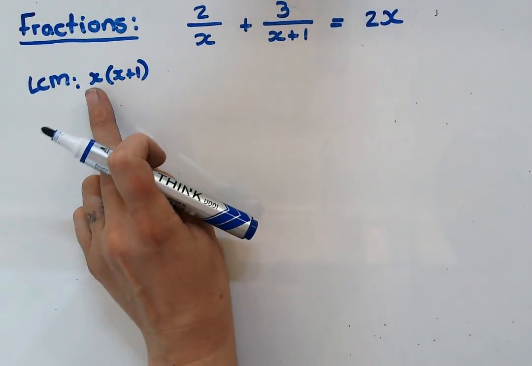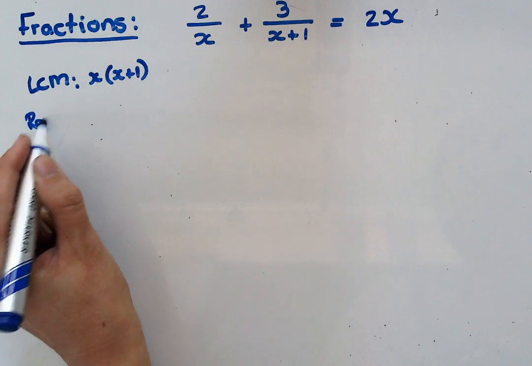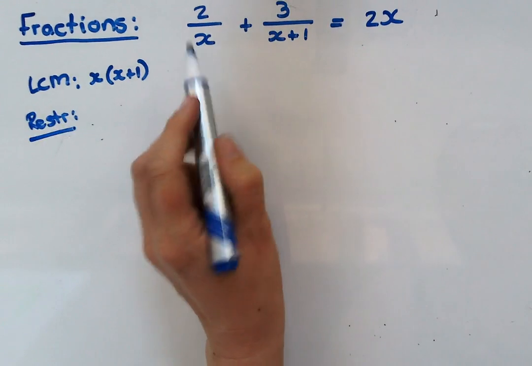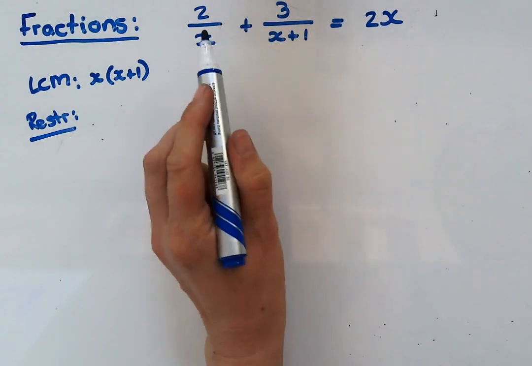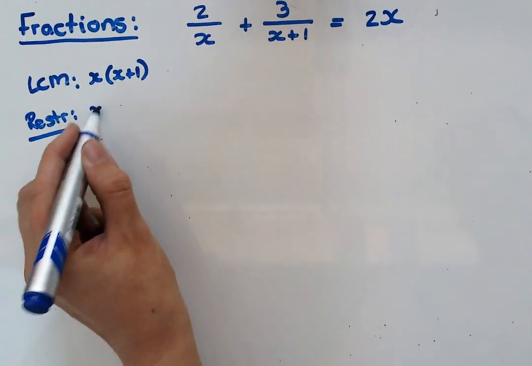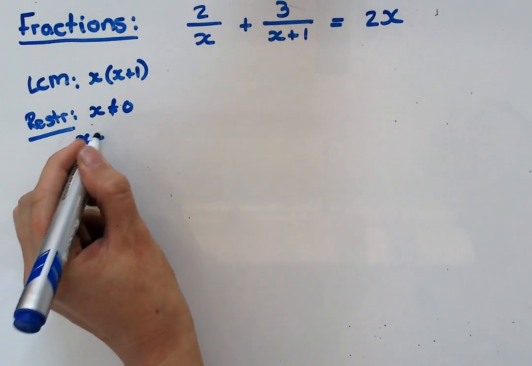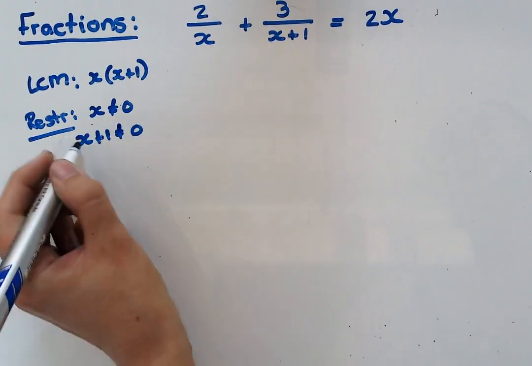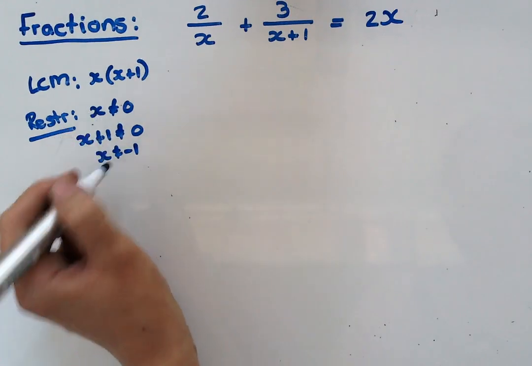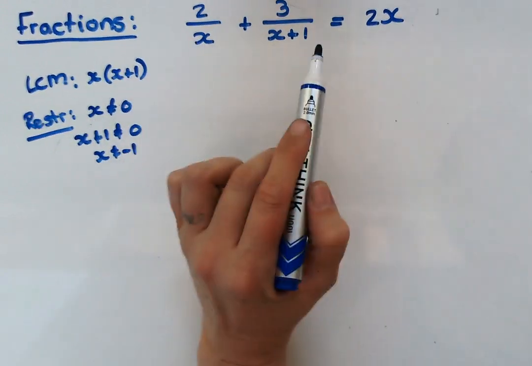If the lowest common multiple contains x's, then you also need to put in some restrictions. Restrictions are so that the denominator, which is something I'm dividing with here, is not 0, né? So x cannot be 0, that denominator there, and x plus 1 can also not be 0. Né? So x cannot be negative 1. So x cannot be 0 and x cannot be negative 1, because that would make this whole equation invalid. Né?